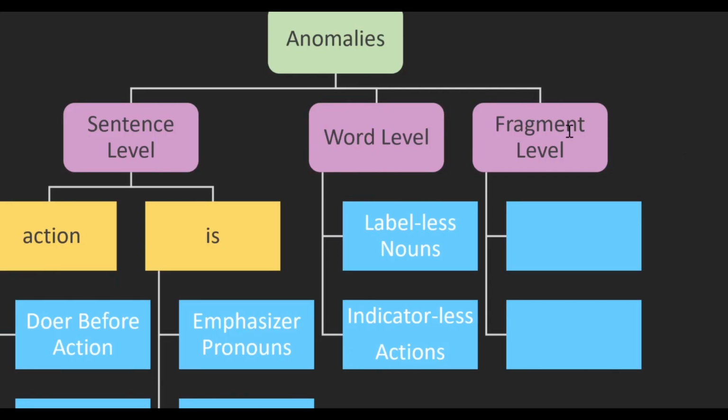So we're finally on our fragment level anomalies. We're done with word and we're done with sentence, and we actually left the fragment level for the very last because it's actually the least common. Sentence and word happen pretty often. Fragment, here and there.